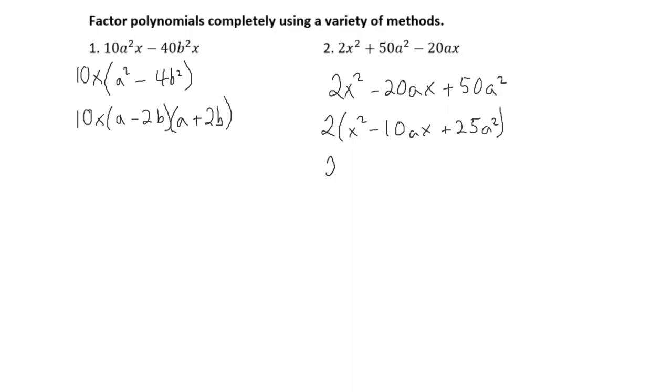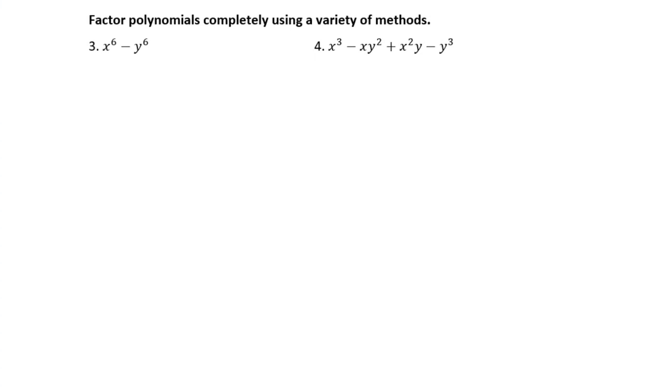So this will give me 2x minus 5a squared. So that's a perfect square trinomial, which I have covered in a previous video. All right, let's look at some more. All right, let's look at this one.